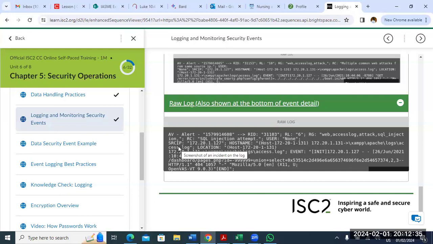You can see source IP here. Okay, the website, HTTP, and you can also see the date here as well. So all this is information that, when you are working in a security operations center, are the things that you pay attention to.